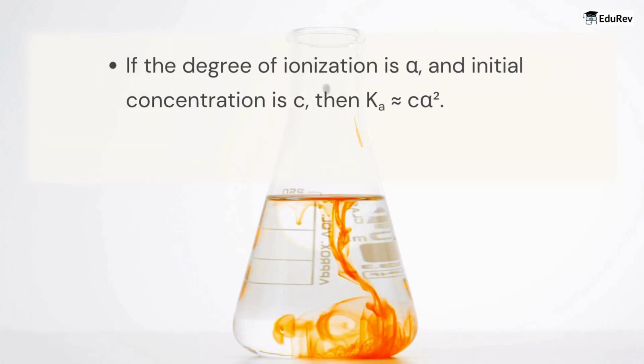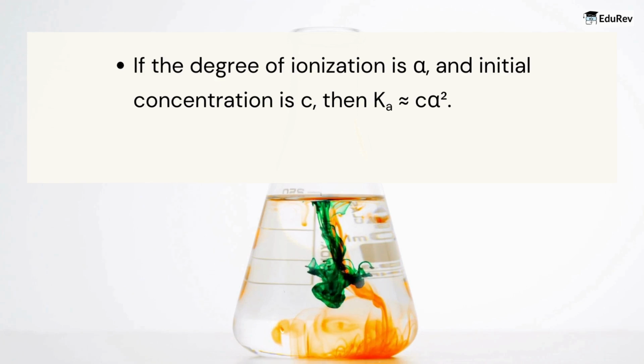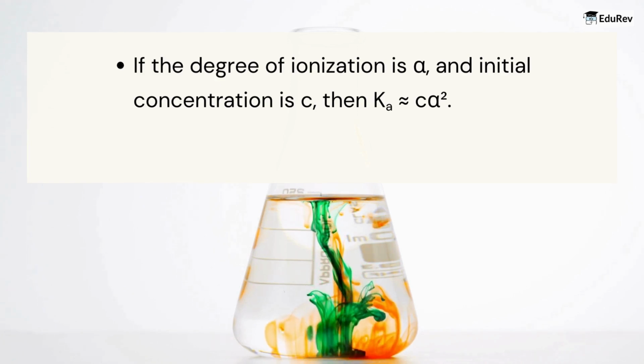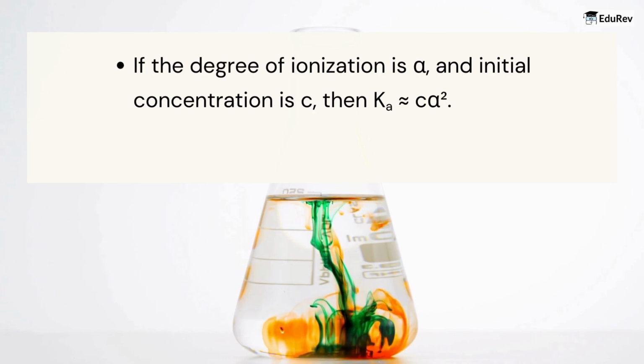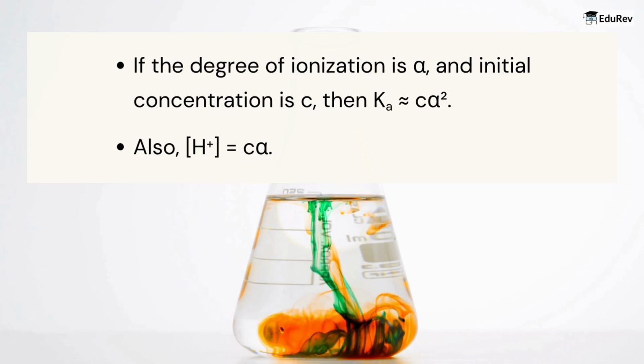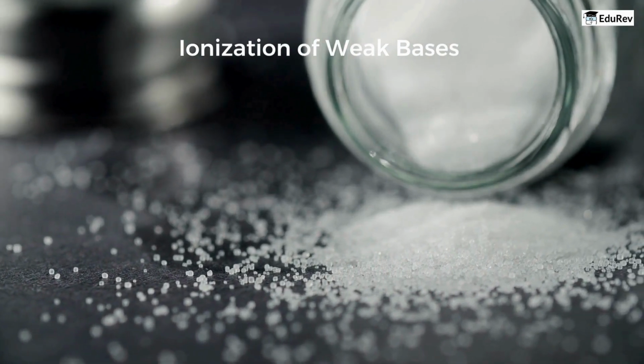For quick calculations, if the degree of ionization is alpha and initial concentration is C, then Ka is approximately C times alpha squared. Also, [H+] is equal to C times alpha. These shortcuts make solving for pH easier. Now, let's study the ionization of weak bases.